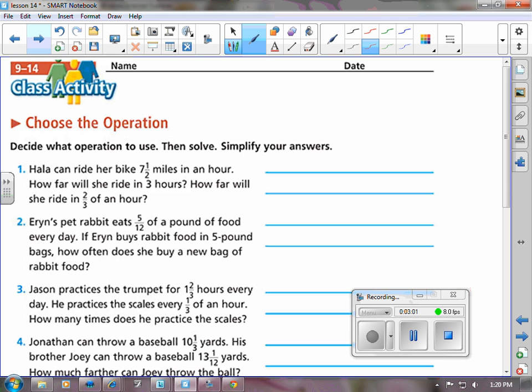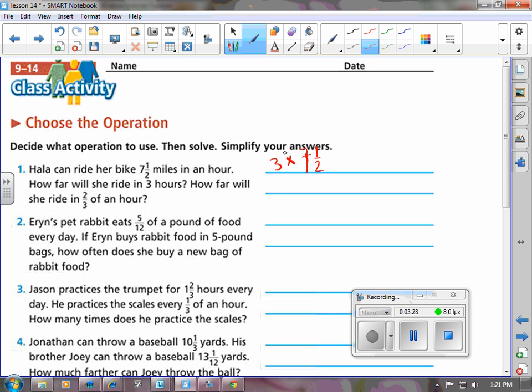Now we're on to SAB page 401. It's just making a decision on what we're going to do. Hala can ride her bike 7.5 miles an hour. How far can she ride in 3 hours? How far can she ride in 2/3 of an hour? We're going to multiply. We're going to take 3 and multiply that by 7 and 1/2. Okay, 3 times 7 and 1/2.